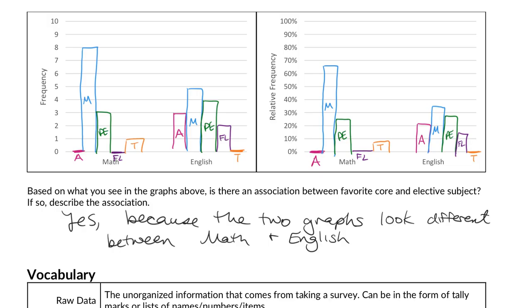So what I would say is that we can't exactly name this association. We would have to have further study. But we can see that they're different, so there is some association involved. We would just have to do further study to figure out what that is, because ours is not necessarily conclusive evidence.